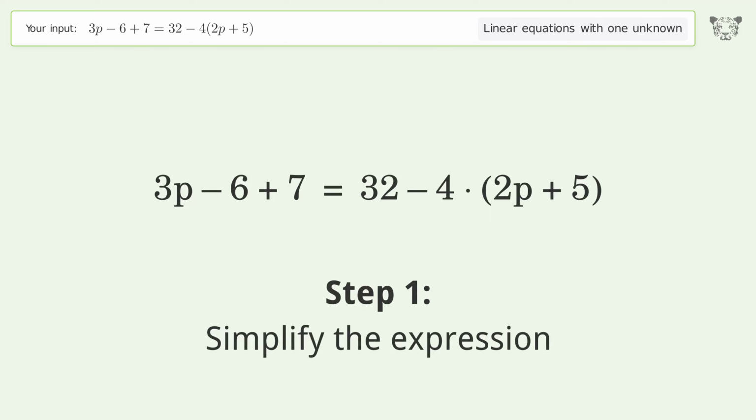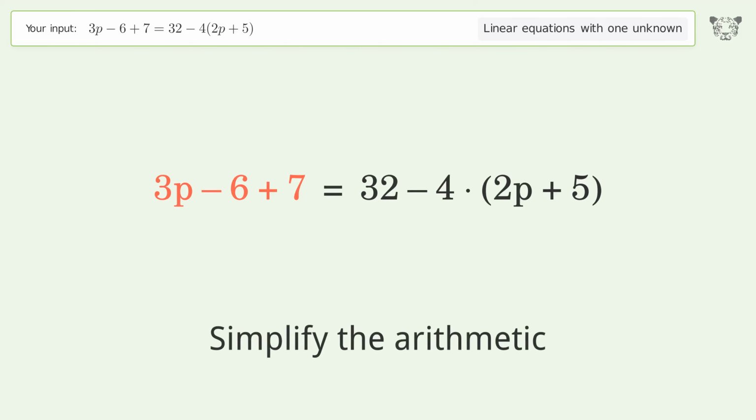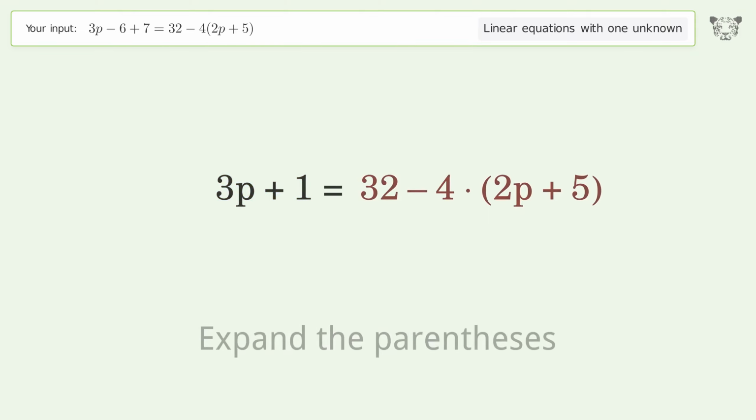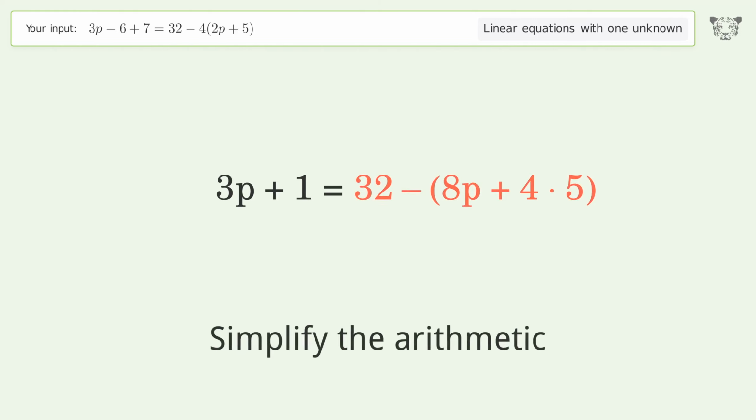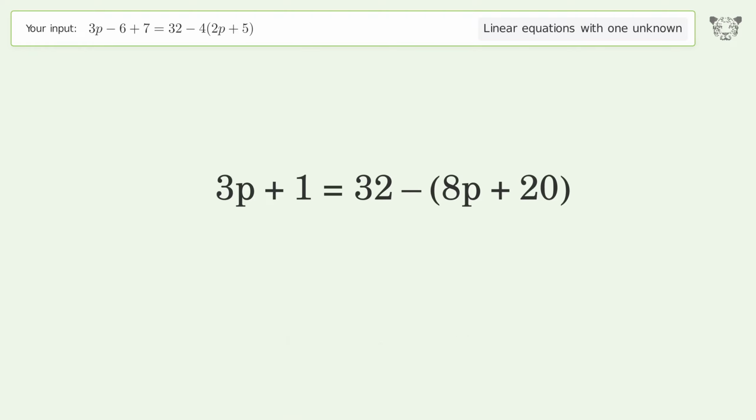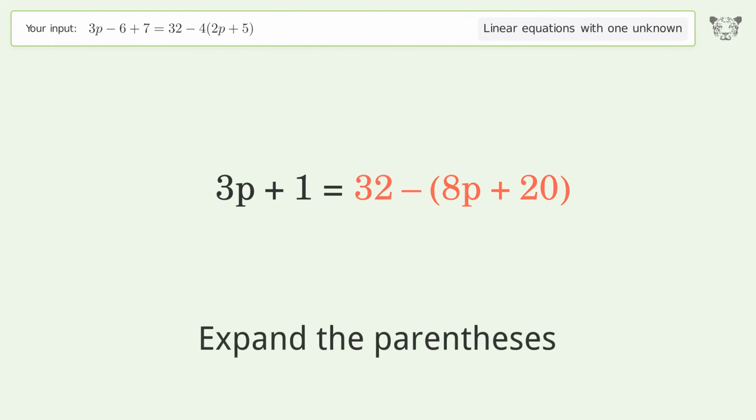Simplify the expression. Simplify the arithmetic. Expand the parentheses. Multiply the coefficients. Simplify the arithmetic. Expand the parentheses.